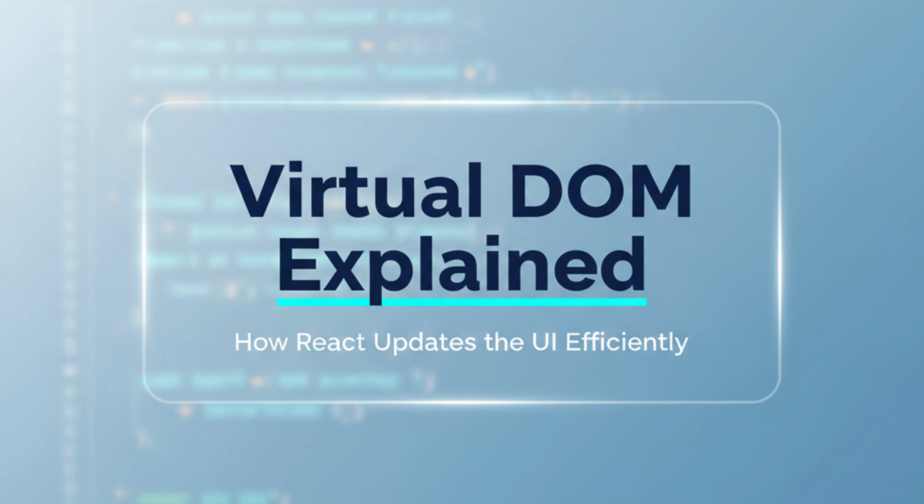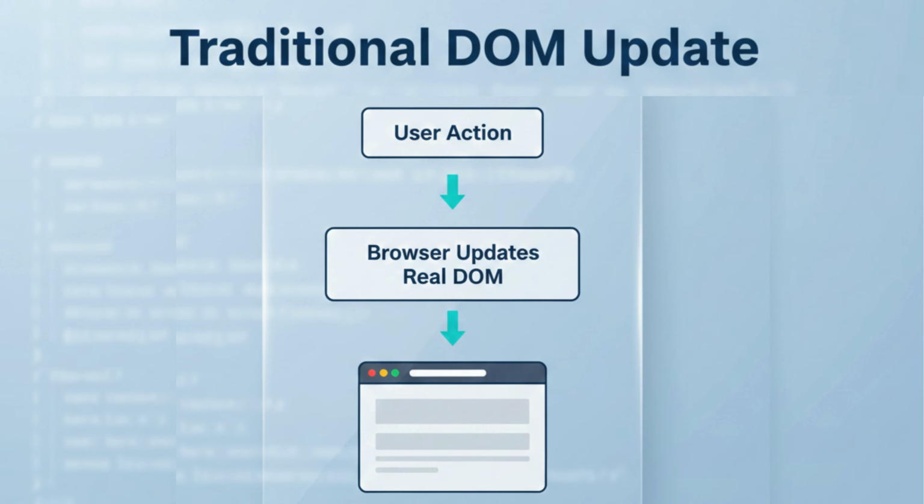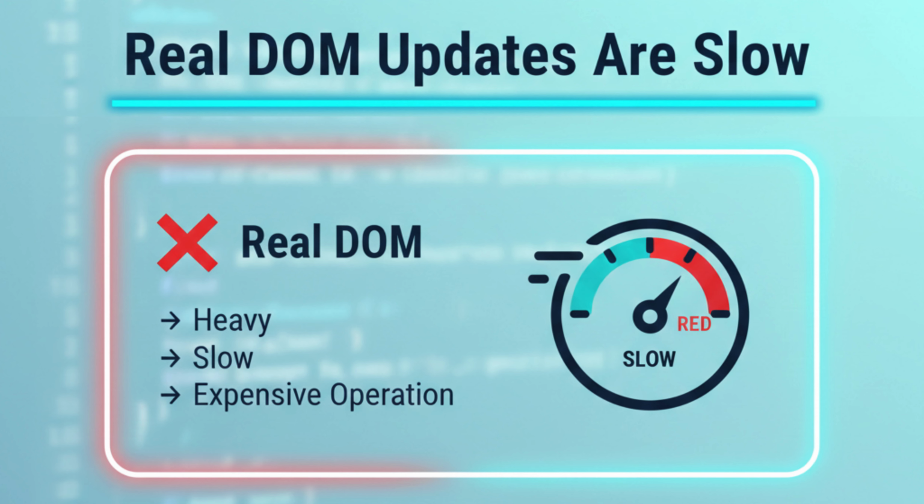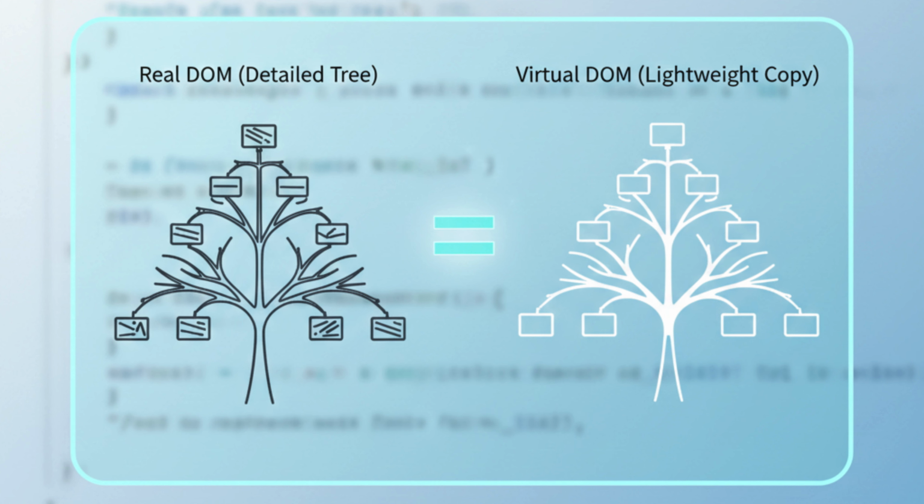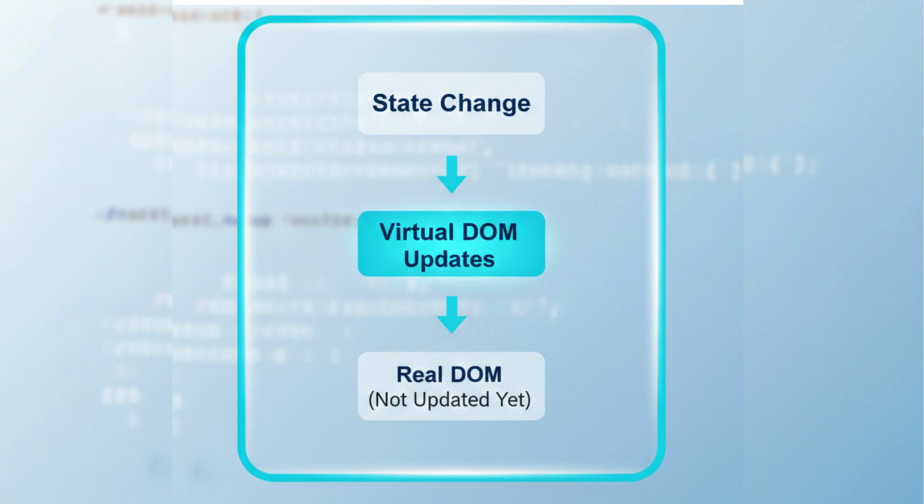Now let's understand the virtual DOM. Normally, when we update our web page, the browser updates the real DOM. But updating the real DOM is slow. React solves this using the virtual DOM. The virtual DOM is a lightweight copy of the real DOM. When something changes, React first updates the virtual DOM.